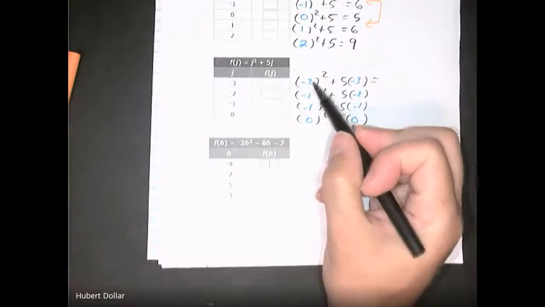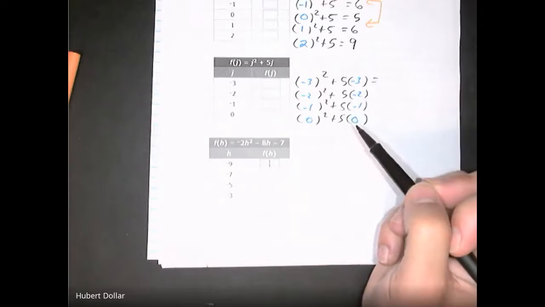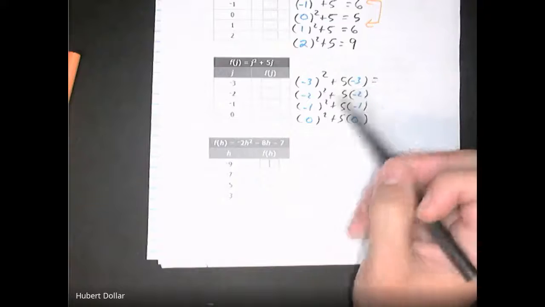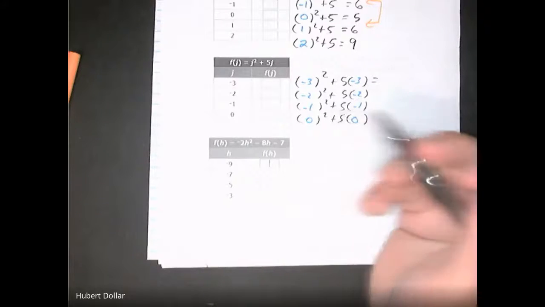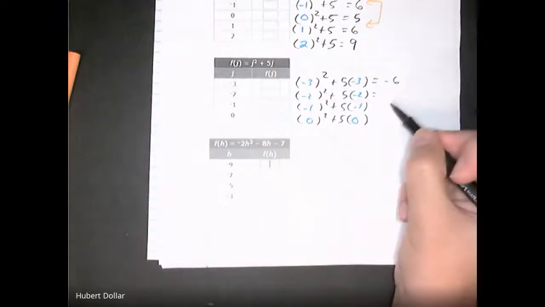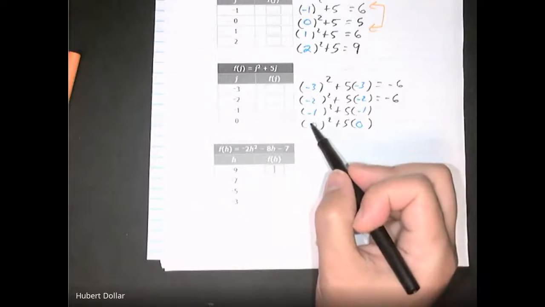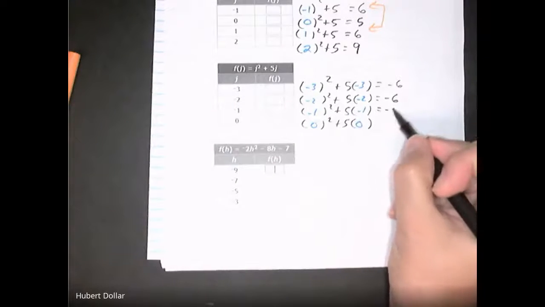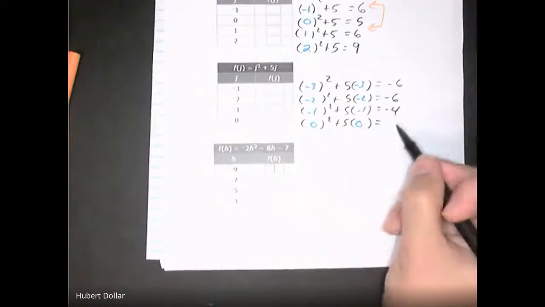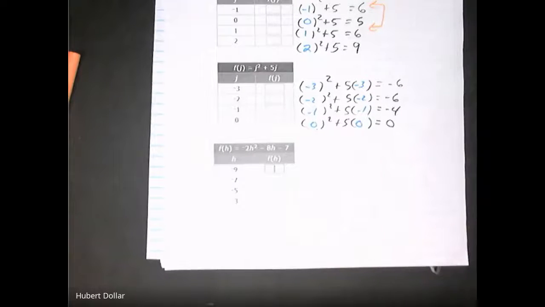So we have negative 3 squared, which is 9. We have 5 times negative 3, which is a negative 15. And 9 minus 15 is a negative 6. That's a positive 4 minus 10, which is a negative 6. That is positive 1 minus 5, which is a negative 4. And 0 and 0 make a 0. And there is our symmetry.